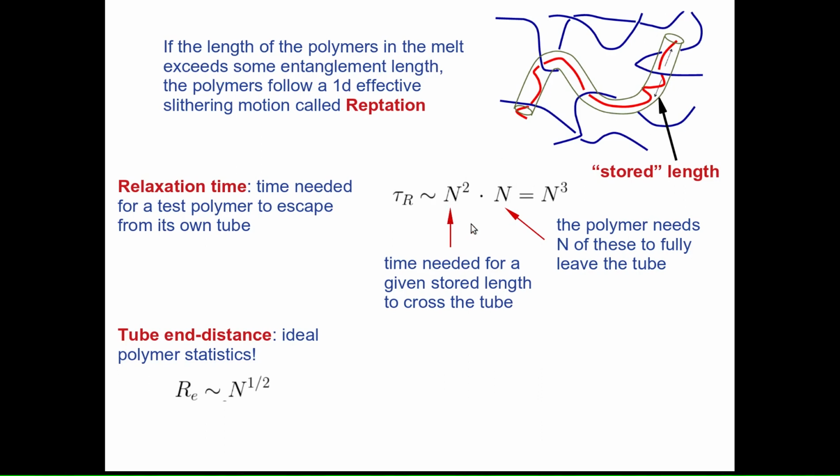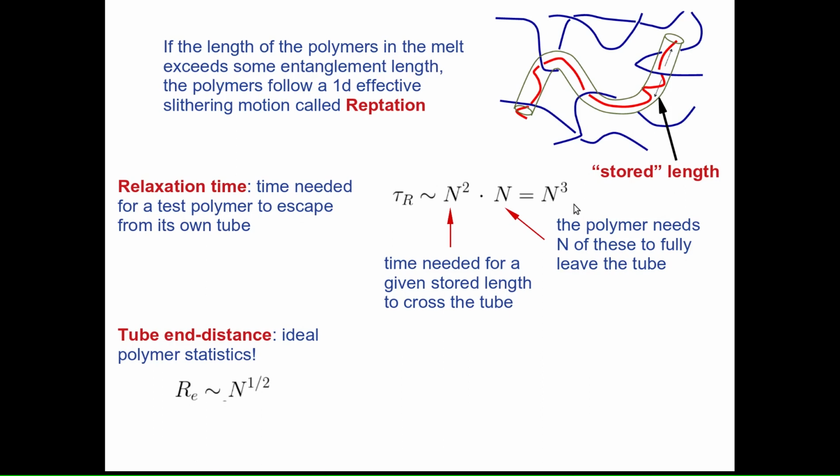So if we count now the power, we have n squared, this time needed for a given stored length to cross the tube, but we need n of this stored length such that this red polymer leaves completely the tube. And if we count this power, we get n to the third. So first of all, the prediction of the reptation theory is that the relaxation time should scale with polymer length as n to the third.